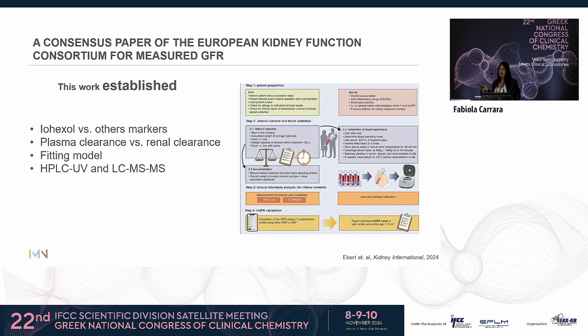Plasma clearance instead of renal clearance, because with plasma clearance we avoid collecting urine and other sources of error, such as the empty bladder. And they established the fitting model, the pharmacokinetic profile that best describes the decay of plasma concentration, and the analytical method to quantify iohexol, because we have several methods such as ELISA, capillary electrophoresis, and other methods. So this is the best method for quantification of the compound.